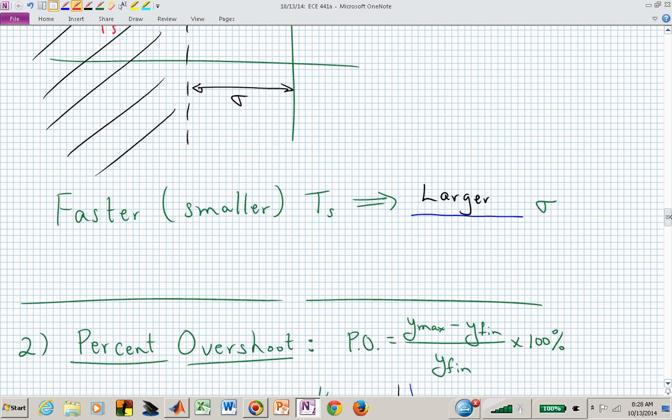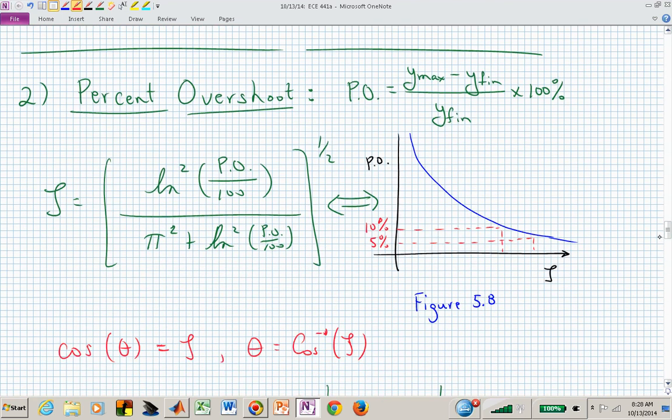All right, what was our other one? We had percent overshoot, design specification. And here you can either keep track of this zeta percent overshoot equation, which, don't forget the square root. That's a common mistake on the exam, oh, I forgot to take the square root of the whole thing. Or you can simply have figure 5.8 on your crib sheet. That's fine. And that gives you this relationship between your percent overshoot and zeta.